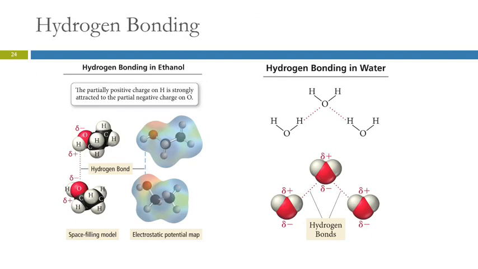So let's look at hydrogen bonding in ethanol and in water. I'm going to look at the water first. So here we have structural formulas for water. We know that it's bent because we've studied that. It's got lone pairs on the oxygen, and so it's got this bent structure. The oxygen is more electronegative than the hydrogen, and so we end up with a partial negative charge and a partial positive charge. This is a polar molecule.